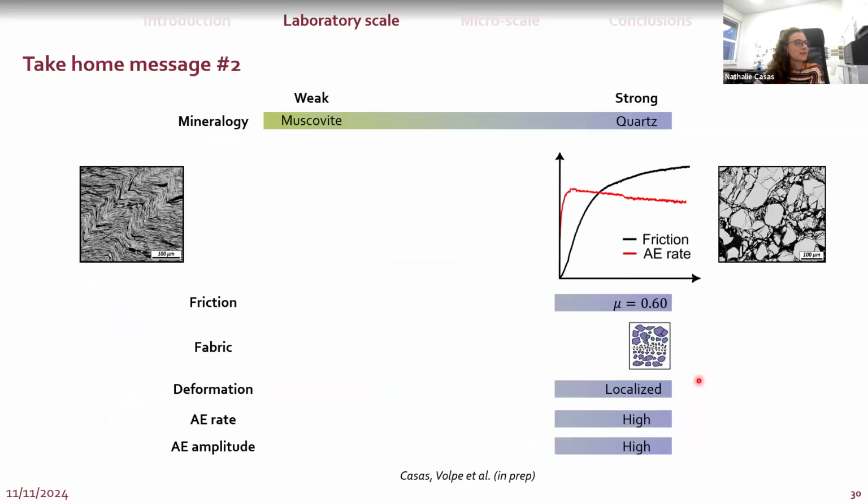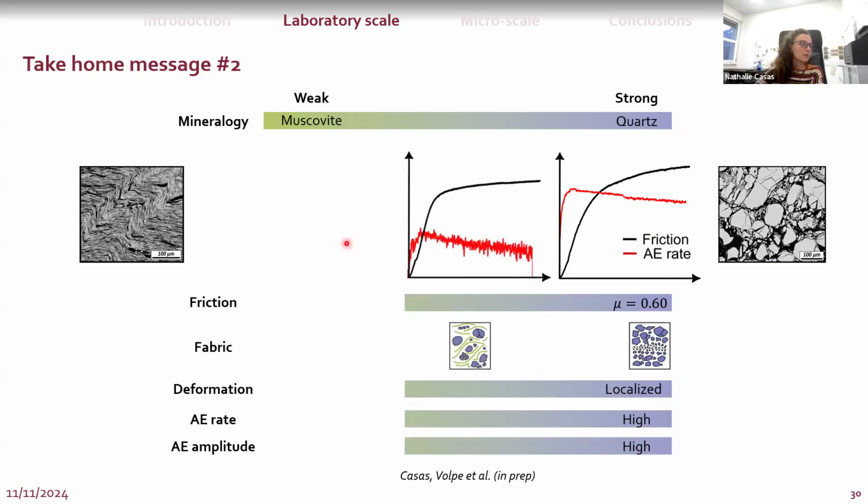So for this second study, I will almost stop here. So take home message number 2. We showed that the strong quartz minerals have a very high friction coefficient. They show very localized deformation with an important fragmentation, cataclastic processes with micro slips, boundary shear band formation, etc. And we also have a very high acoustic emission rate that corresponds to high amplitude acoustic emissions.